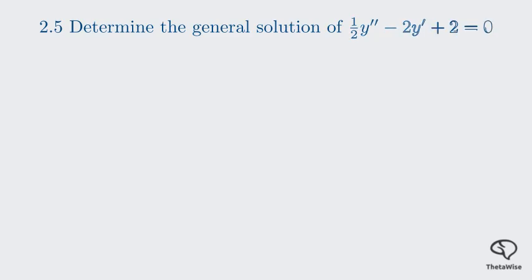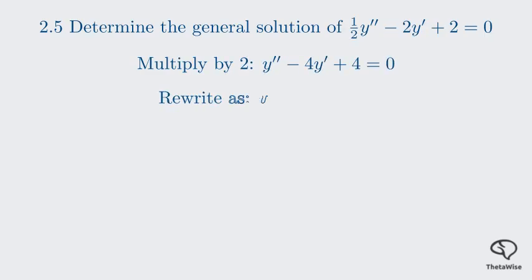Be careful not to confuse this with a term like 2y. The form of this equation is y double prime plus by prime equals c, which is a second-order linear non-homogeneous equation. This means it requires yh and yp. To make it simpler to handle, let's multiply by 2 to clear the fraction. This gives us y double prime minus 4y prime plus 4 equals 0. We can rewrite this in standard form as y double prime minus 4y prime equals negative 4.